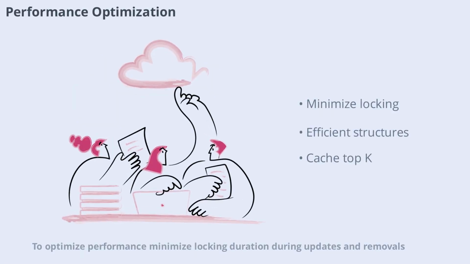To optimize performance, minimize locking duration during updates and removals. Use efficient data structures and avoid unnecessary computations. For read-heavy workloads, consider caching the top K results and invalidating the cache only when updates occur.